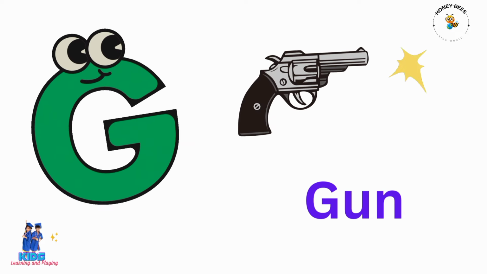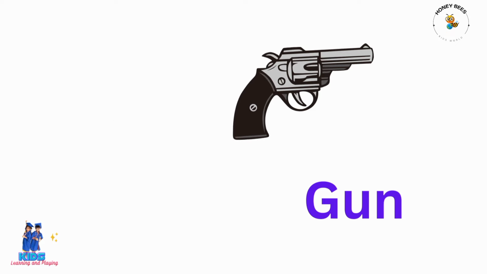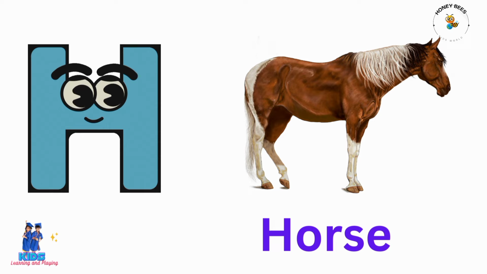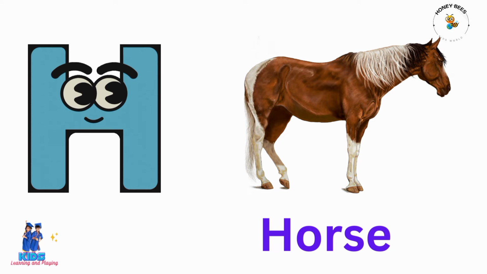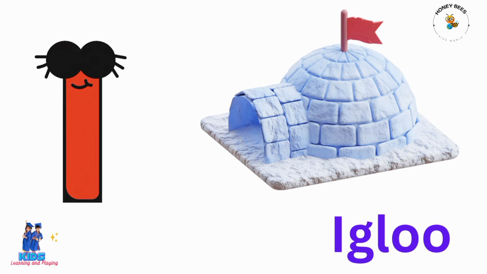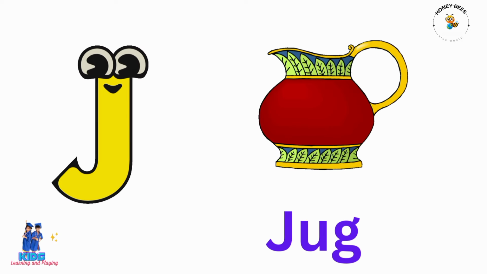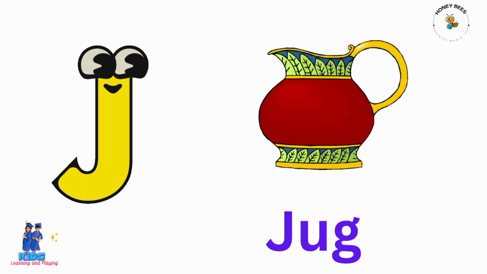G for gun. G for gun. H for horse. H for horse. I for igloo. I for igloo. J for jug. J for jug.